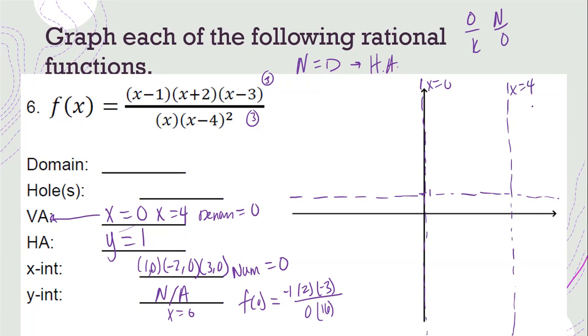Now I have to determine the behavior around it. Let me finish plotting my points. So at -2, I'm at 0. At 1, I'm at 0. And at 3, I'm at 0. So we're going to determine the behavior. On this side, it's fairly easy to see what our behavior is doing. I have to go through 0, so I'm going to come through.